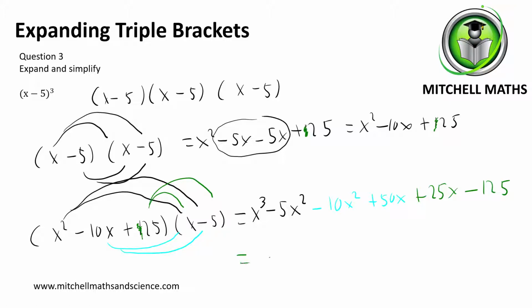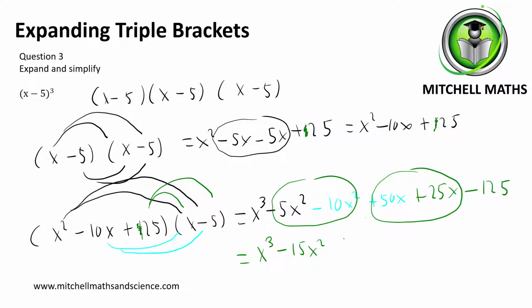And we'll combine the terms. We'll have x cubed, minus 5x squared minus 10x squared, which will be minus 15x squared, plus 50x plus 25x, which will be plus 75x, and minus 125. So that's how to expand triple brackets.